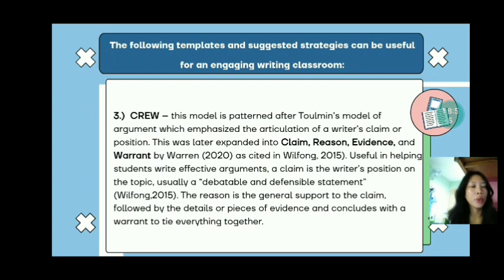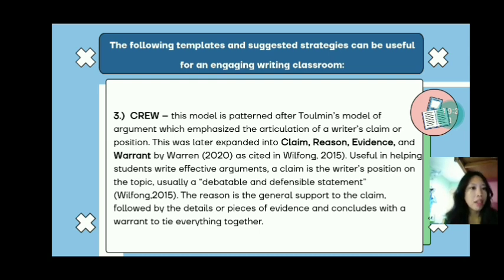The third is CREW. CREW is patterned after Toulmin's model of argument, which emphasized the articulation of a writer's claim or position. So CREW is usually used in argumentative genres. So this was later expanded into claim, reason, evidence, and warrant by Warren 2020, as cited in Wilfong 2015. So this model is useful in helping students write effective arguments.